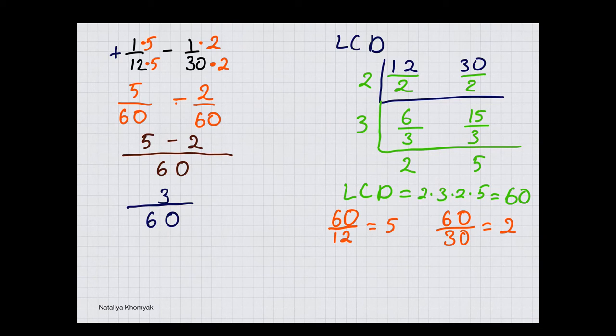This is an answer, but it's not in a simplified form. So we want to divide top and bottom by the number that goes into 3 and 60 at the same time, and it is 3. So we have 1 out of 20 as our answer.